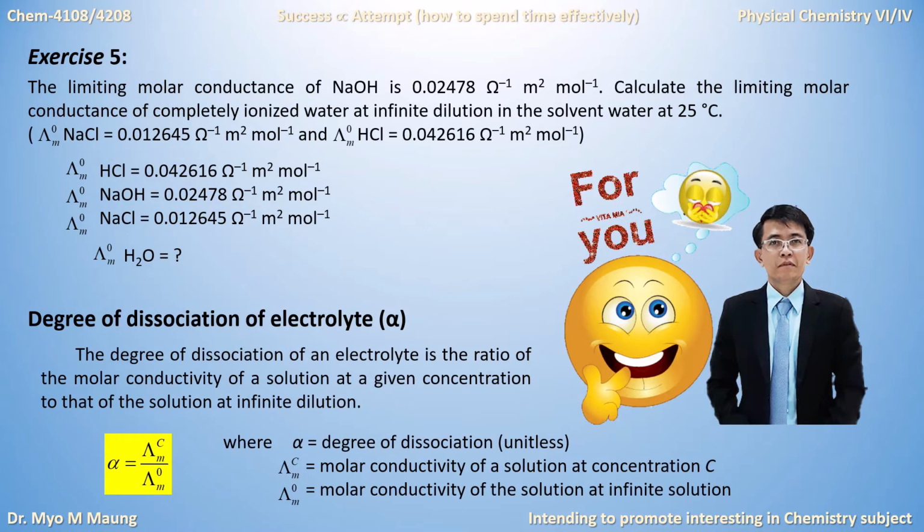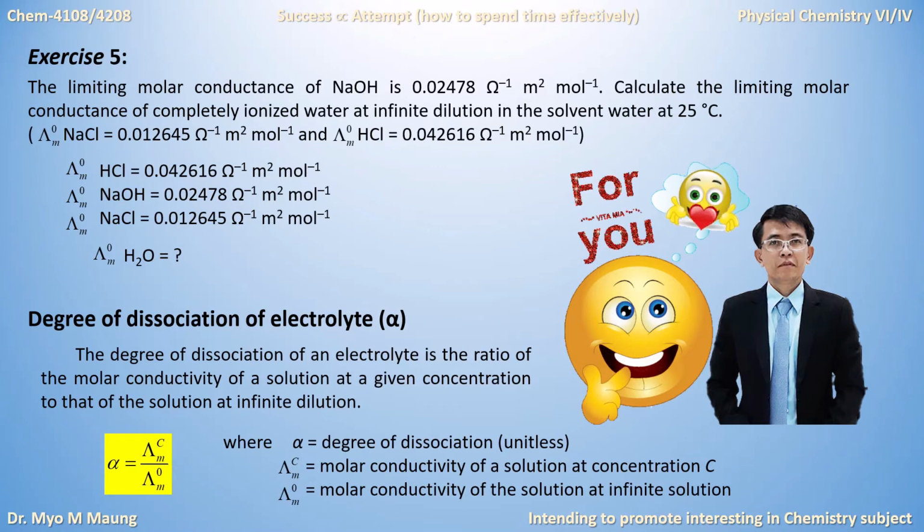Next, shall you try exercise number 5? It is similar to exercise number 4. The limiting molar conductance of NaOH is 0.02478 per ohm, square meter, per mole. Calculate the limiting molar conductance of completely ionized water at infinite dilution in the solvent water at 25 degrees Celsius.